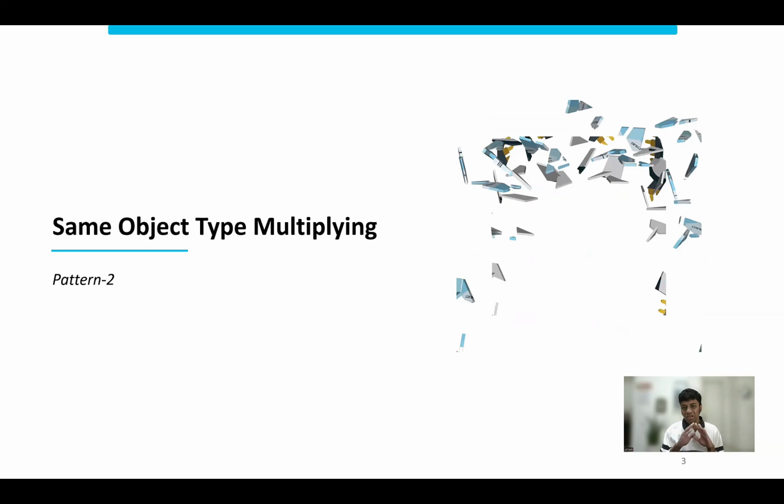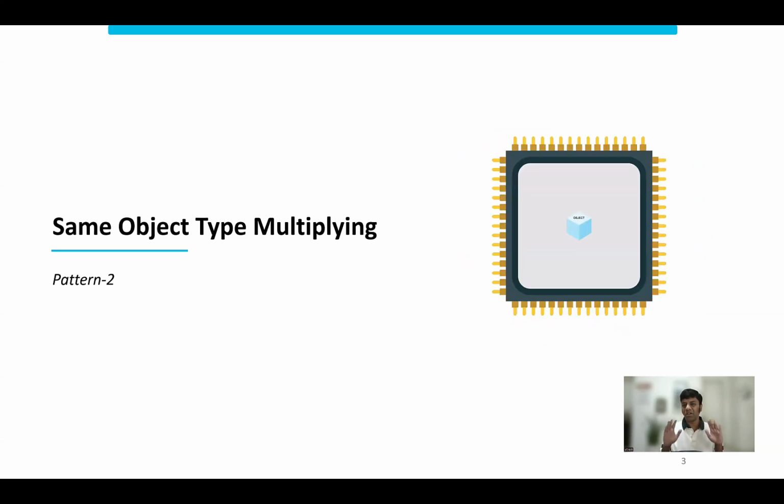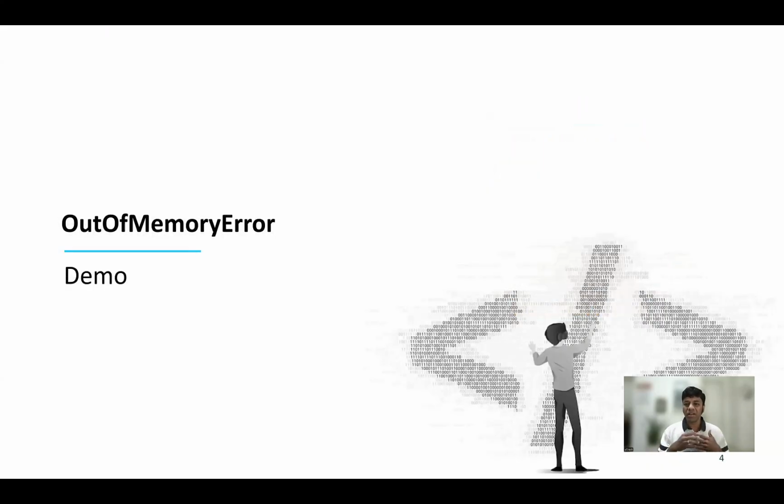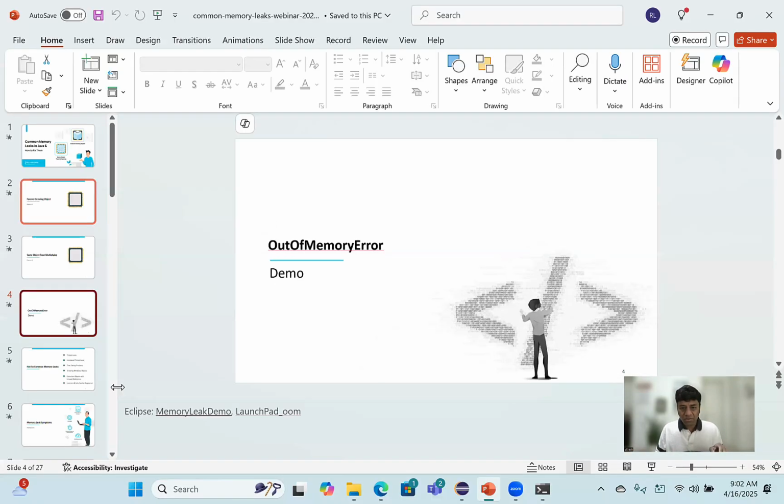So friends, these are the two primary reasons why a memory leak happens, which ultimately results in an out of memory error. Now let's look into a sample code which is going to trigger a memory leak and an out of memory error. This is hypothetical code. Let's look into that code.